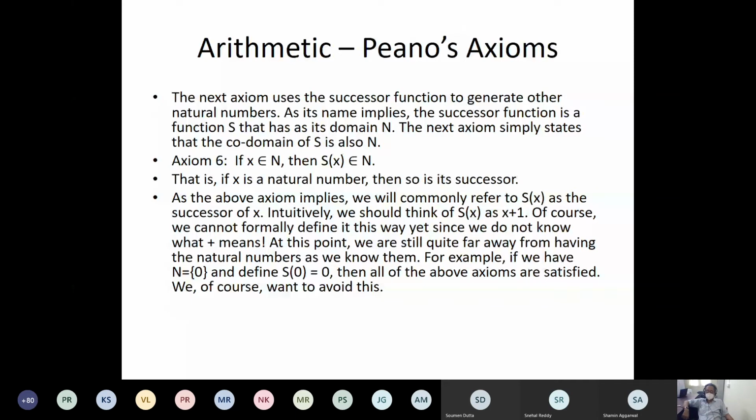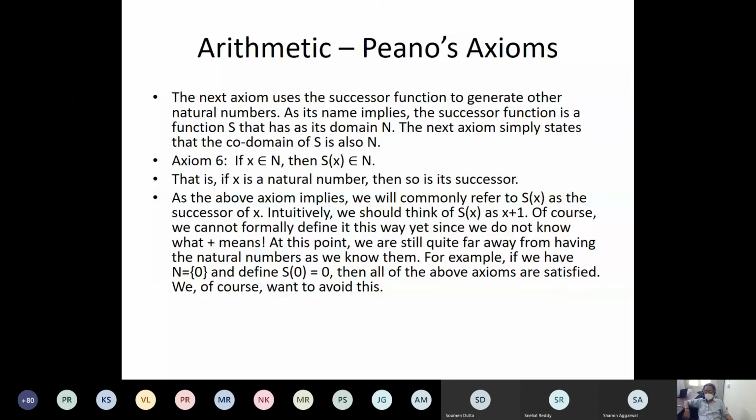The next axiom, the successor function I was talking about, uses the successor function to generate other natural numbers. As its name implies, the successor function is a function S that has as its domain N, and its range is also N. The next axiom simply states that the codomain of S is also N. Axiom 6: if x is in N, then Sx is in N.